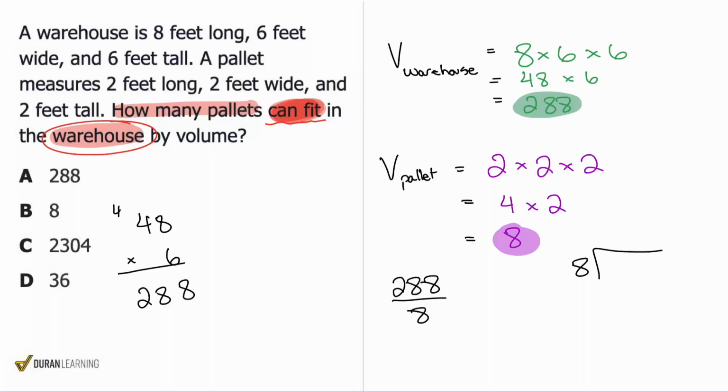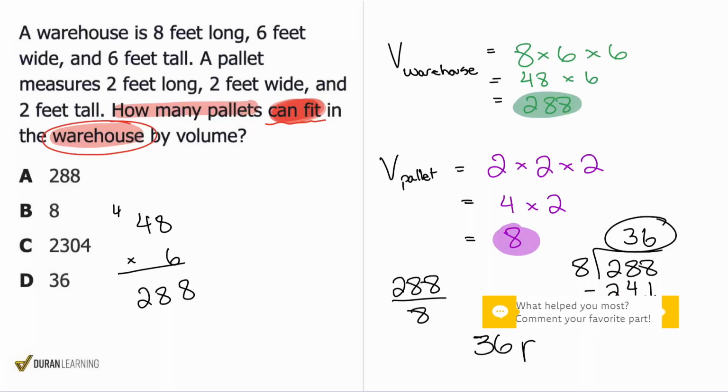We can do that with long division here as well if we wanted to. 8 going into 2 doesn't work. 8 going into 28, that's going to be 3. From there, we subtract the 24. We leave 4 left over, drop the 8. And then we ask, how many times does 8 go into 48? And that'll be 6. So we have that right there. And there we go. How many pallets can fit? 36 pallets. And that makes the correct answer here, my friends. Answer choice D, 36.